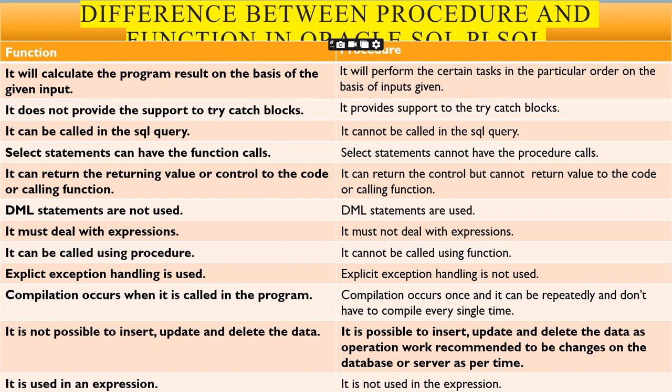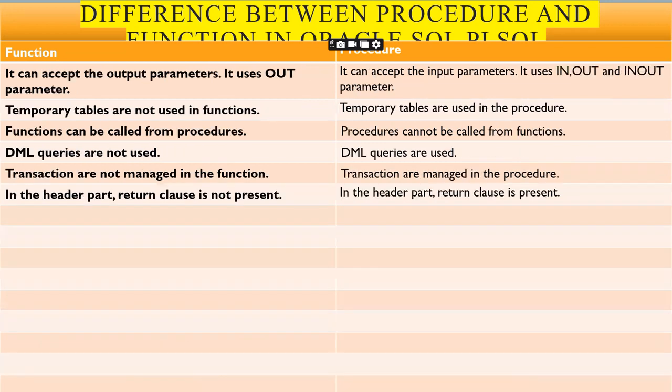A function is used in an expression. A procedure is not used in an expression. A function can accept the output parameter; it uses the OUT parameter. A procedure can accept input and output parameters; it uses IN, OUT, and IN OUT. Temporary tables are not used in a function. In a procedure, temporary tables are used. A function can be called from a procedure; a procedure cannot be called from a function.